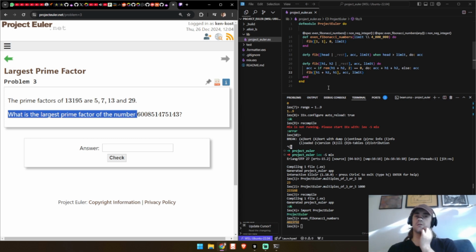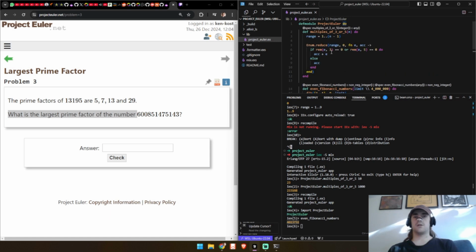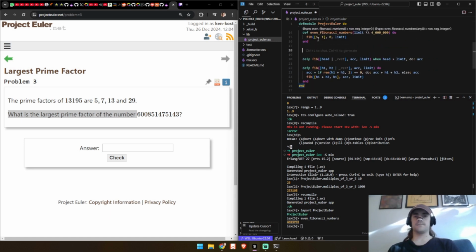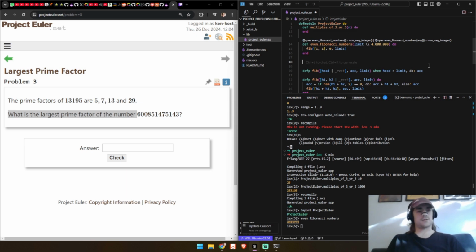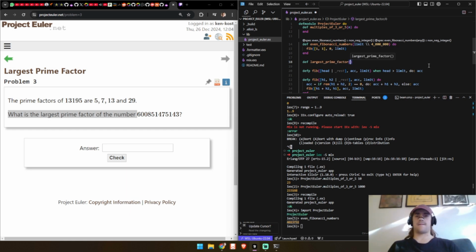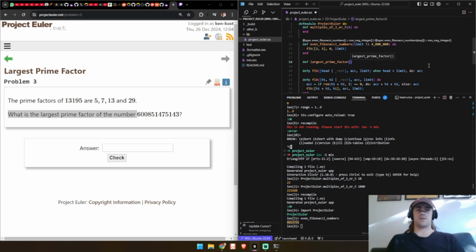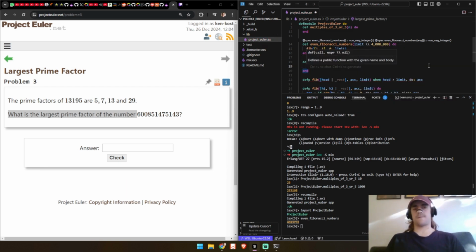Alright, so we need to implement largest prime factor for some number. Prime factors. What is the largest prime factor of the number? Largest prime factor. Alright. For some number n. Okay.